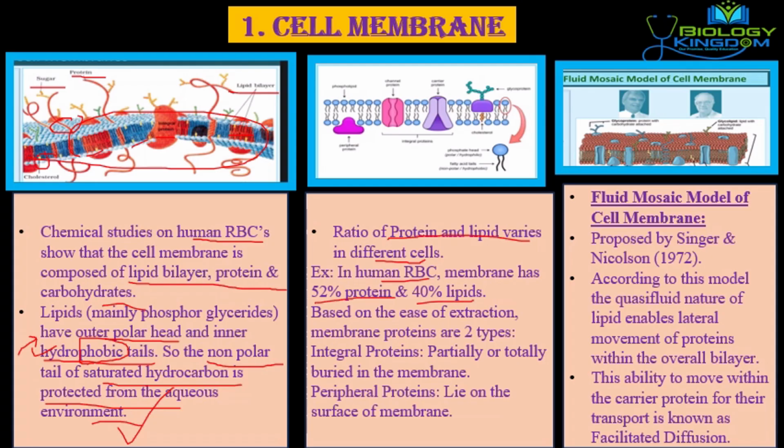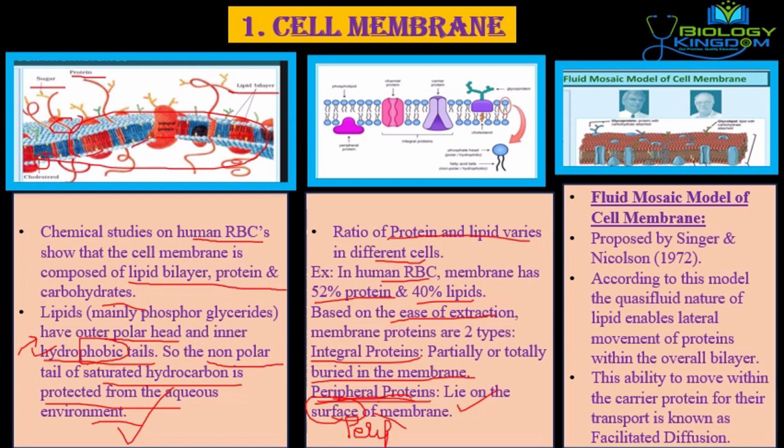Based on the ease of extraction, there are two types of proteins: integral proteins and peripheral proteins. Peripheral, the name itself indicates that they are lying on the surface. Periphery is nothing but the outer side, so they are peripheral proteins. Those partially or totally buried inside the membrane are called integral proteins. We can remember the name of peripheral proteins as they are present only on the surface, so generally we call them periphery.